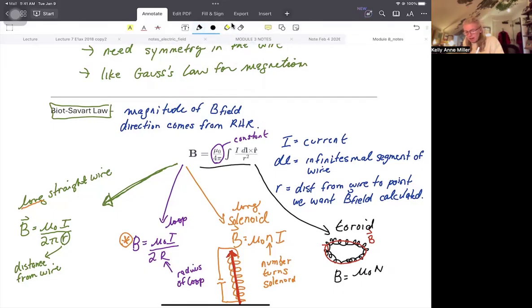It's just Ni, number of loops, divided by 2 pi r, where r is the distance from the center of the toroid to where you are inside the coil. So that's R, what I marked on the chart right there. Those are all the geometries that you could ever really want to know. Any problem that you encounter will have one of these 4 geometries.